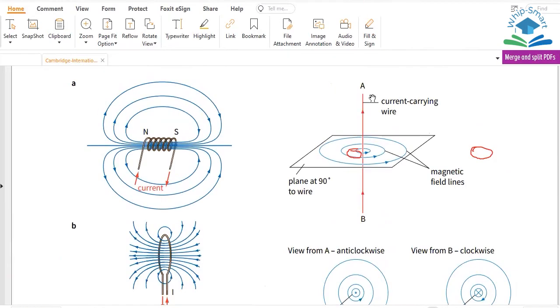If we look through point A from this side, we will be looking at the current coming out of the page. And for out of the page, we will use a dot. And if we're looking through B point, we are looking at the current going into the page. Then this will be symbolically shown by a cross. So the cross means that a magnetic field is moving inwards, and the dot showing that the magnetic field is moving outwards.